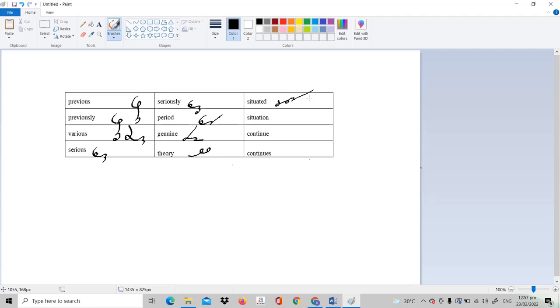Yeah, that's how they do situated. So, situated, yung A ang tinanggal. Yung U, the U sound, situated. So, yung A ang tinanggal. Kasi diba ito yung EU sound, EU sound, EU. Situated. Next, situation.